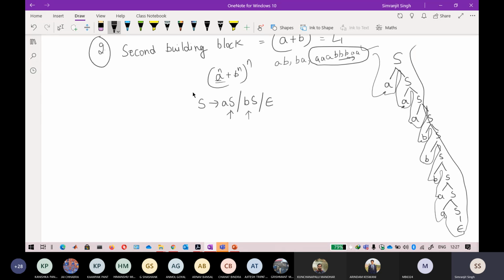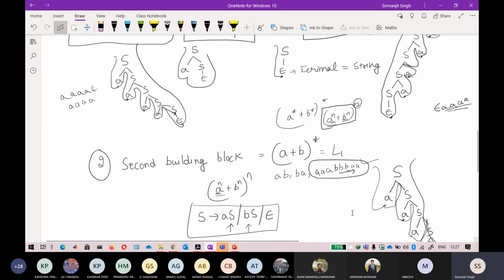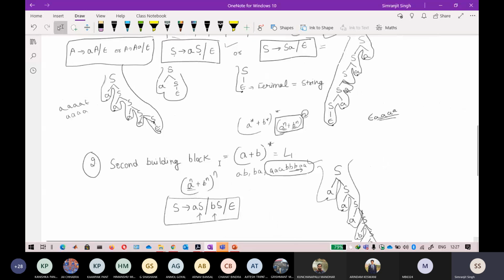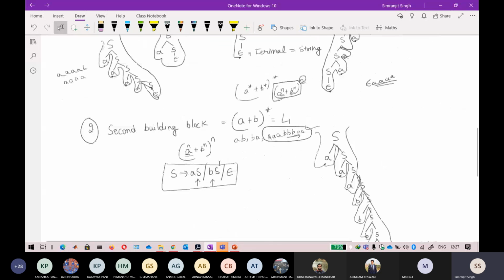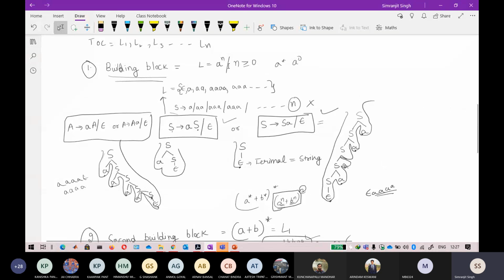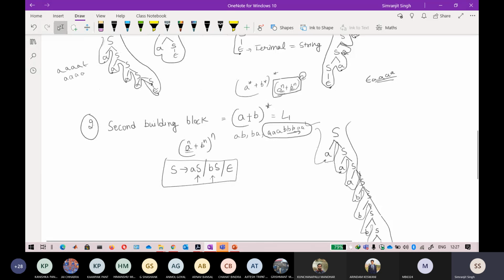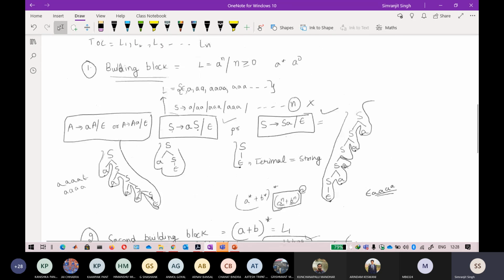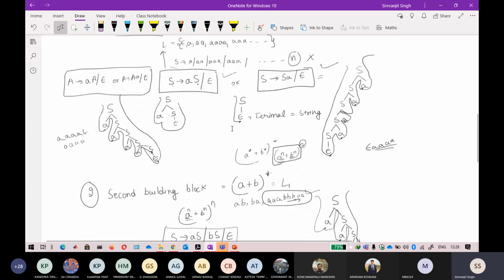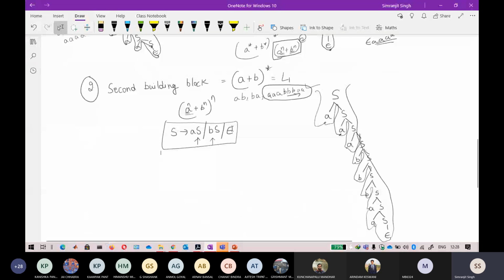You can consider this one as another building block, because most of the questions that you will see will always follow a raised to power n and (a + b) raised to power star. So these two kinds of expressions are very widely used. That is why I am calling this a building block. Now I think you have understood the question.